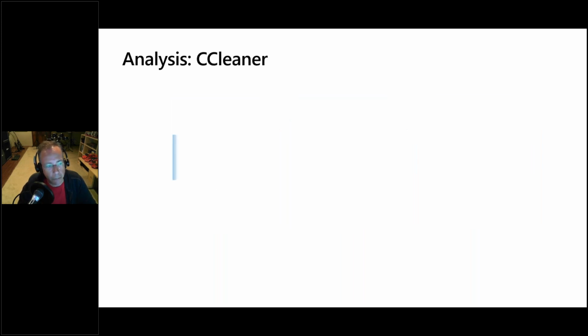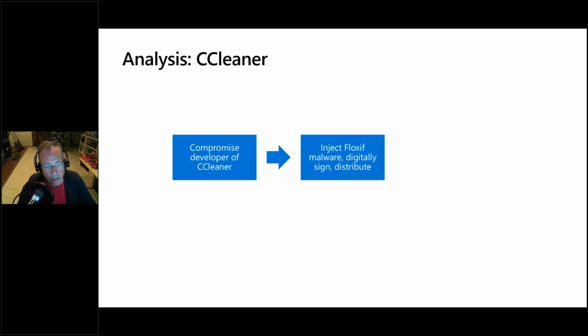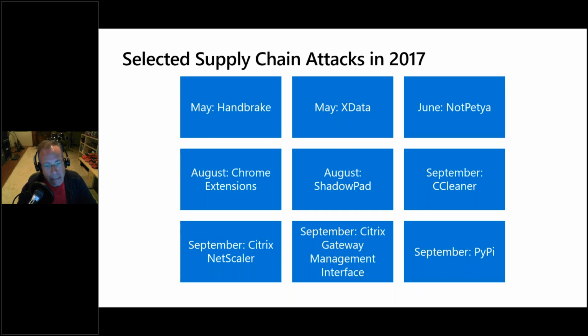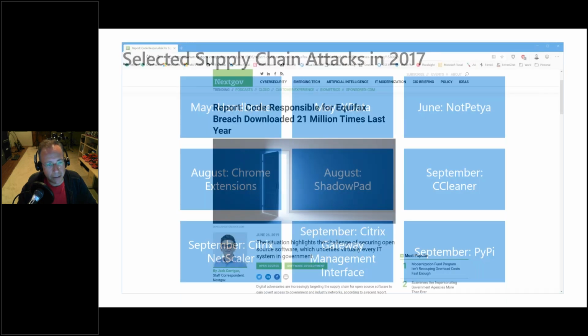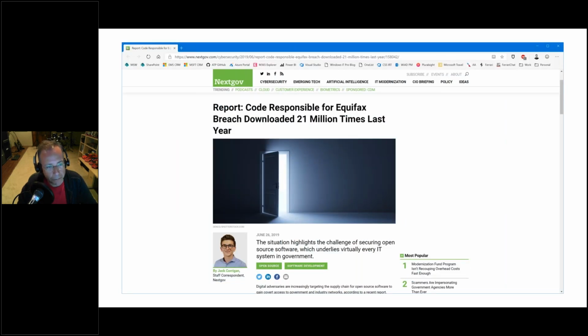We saw it in CCleaner, where they compromised the developer of CCleaner. They injected the Floxif malware. They digitally signed it with that developer certificate, and they distributed the software, which then downloaded the Trojan software, and then the customer would lose. And as far back as 2017, it was very prevalent, and it's only been increasing since then. We sort of look at kind of the space now in terms of the supply chain.